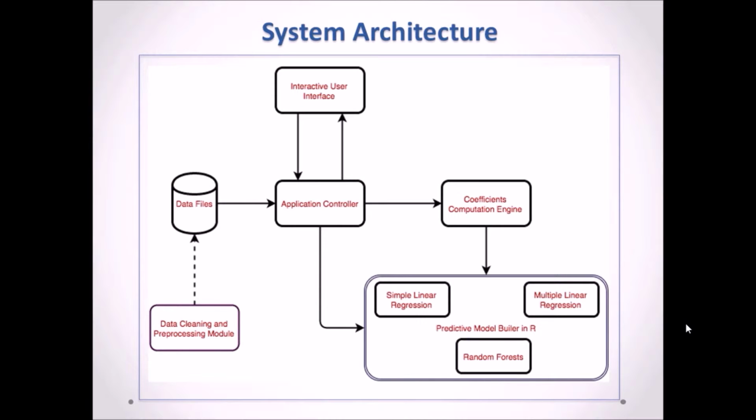When a user accesses the web application and selects certain parameters like years, dependent factors, and independent factors, the control is passed on to the coefficient computation engine. The coefficient computation engine is responsible for finding the correlation between all the selected factors. Here we select the factors which have high correlation coefficient. Once the factors are selected, the control is passed on to the predictive model builder in R. According to the option selected by the user, either multiple linear regression or random forest algorithm model is implemented.